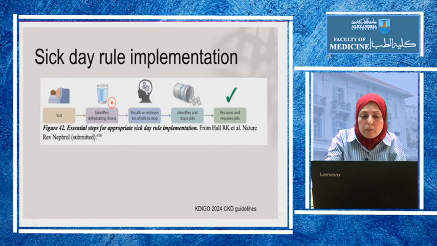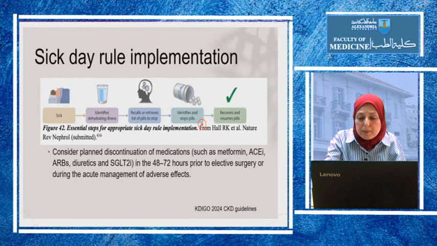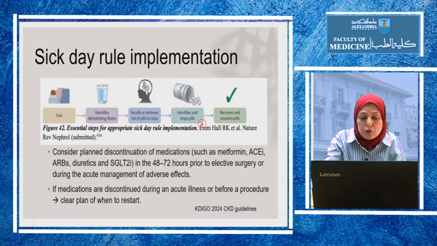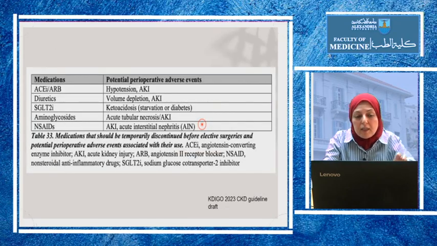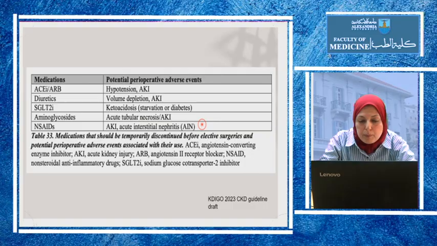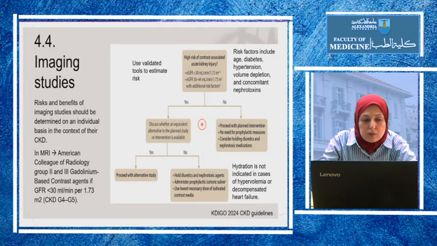Sick day rule implementation is very important. Again, as we said, identify the dehydrating illness if present, stop the pills that cause dehydration or that may cause AKI in these cases, and once the patient recovers, we resume these medications. This can also be done before elective surgery, but we should always remember to restart them. These are the main groups that may be temporarily discontinued before elective surgeries and before any illness: ACE inhibitors and ARBs, diuretics, SGLT2 inhibitors, non-steroidals, and aminoglycosides.